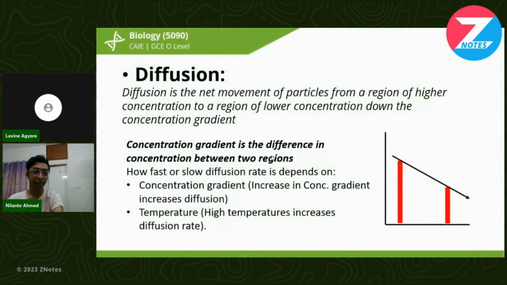So what is diffusion? It is the net movement of particles from a region of higher concentration to a region of lower concentration down a concentration gradient. It is when particles of a certain substance move from a place of higher concentration to a lower concentration.